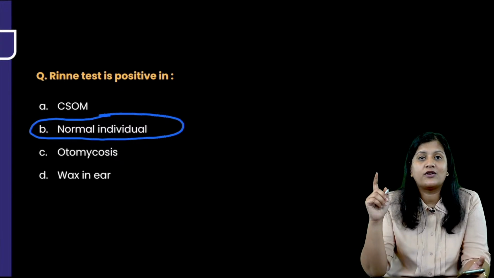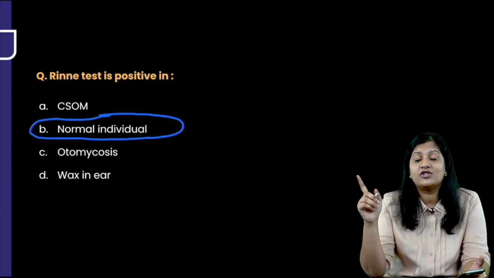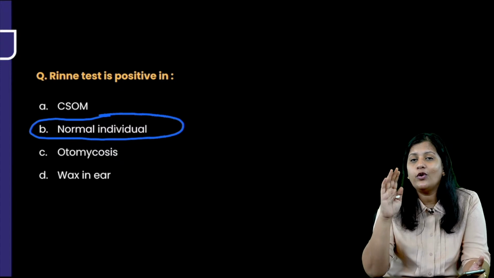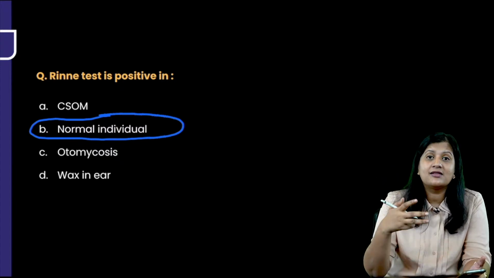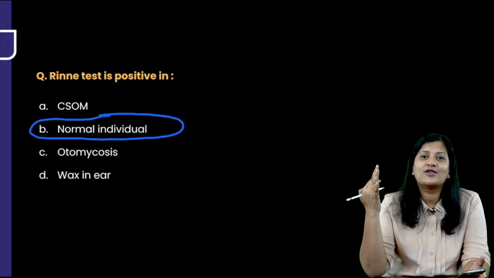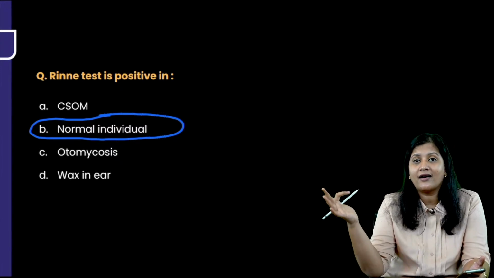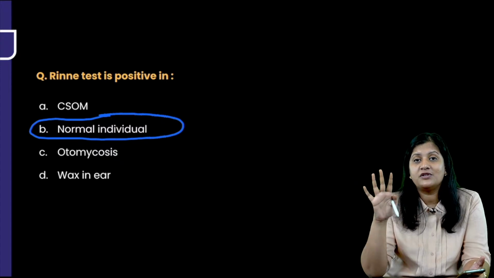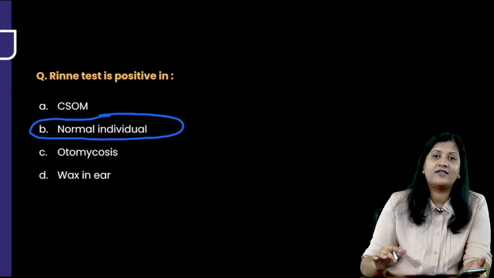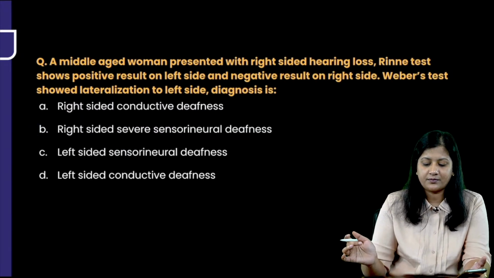So Rinne positive is seen in normal individuals or SNHL. So don't forget, Rinne positive can be seen in normal people. The rest three options, CSOM, otomycosis and wax, will result in conductive hearing loss with a negative Rinne. So in all the other three options, Rinne is negative. In a normal individual, Rinne will be positive.